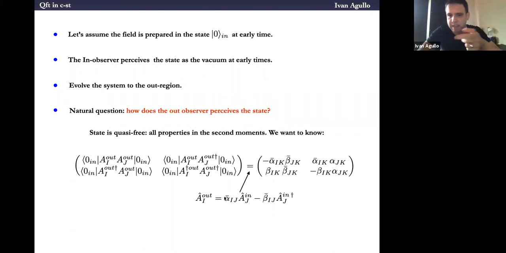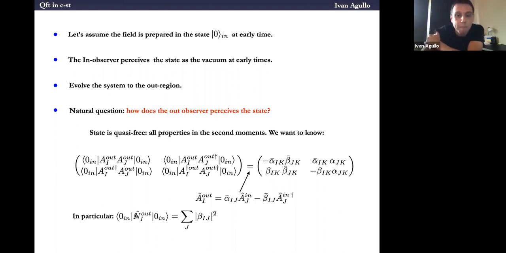Once you compute them, it is a simple exercise to check that this matrix of second moments is given by products of the Bogoliubov coefficients. And from them, you can answer any question you want about the observations of the out observer. In particular, you can ask, what is the number of quanta, the particle number that the out observer measures in the evolution of the in vacuum? The number operator is A dagger A, so I have to go to this component. You want I and J to be the same, so this is beta square. So beta square is the number of particles that the out observer will measure.